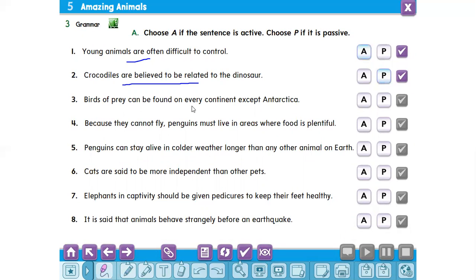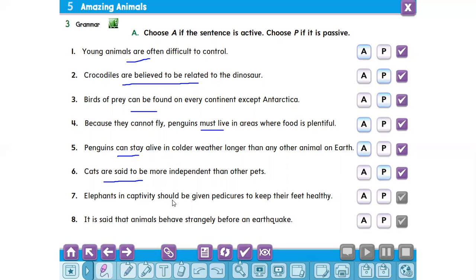Birds of prey can be found on every continent except Antarctica. Can be found. Modal verb plus be plus past participle. Is it active or passive? Perfect, it's passive. Because they can't fly, penguins must live in areas where food is plentiful. Must live, modal plus base form, so it's active. Number 5, penguins can stay alive in colder weather longer than any other animal on earth. Can stay, active. Cats are said to be more independent than other pets. Are said to be, so it's passive.